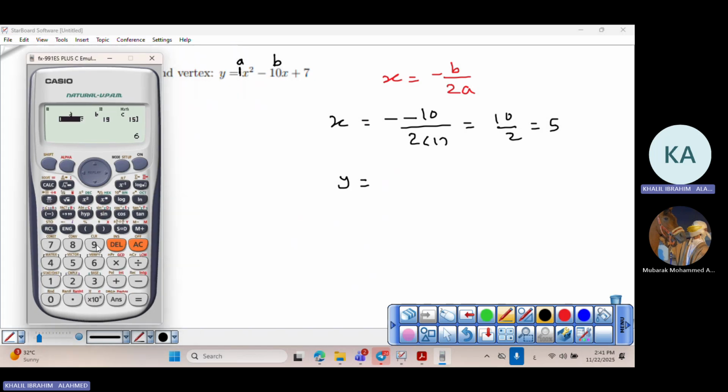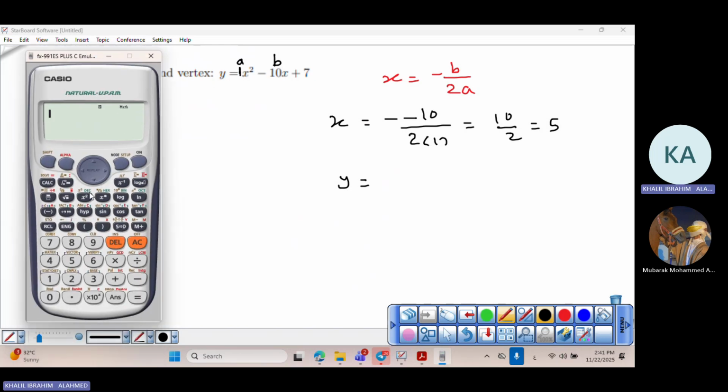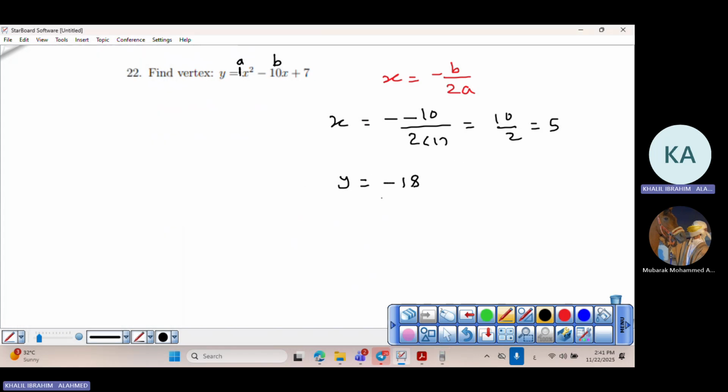Clear your calculator, shift 9, 3. Okay, write this equation: x squared minus 10x plus 7. Then CALC 5. The answer is negative 18. Then the coordinates of the vertex: x equals 5 but y equals negative 18. That's it, to get full marks for the question.